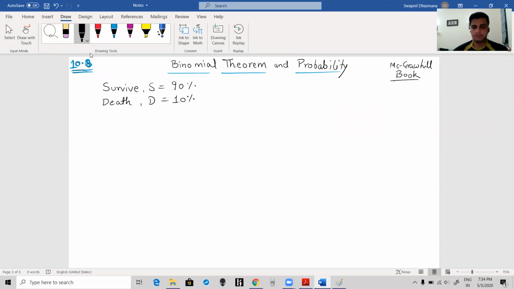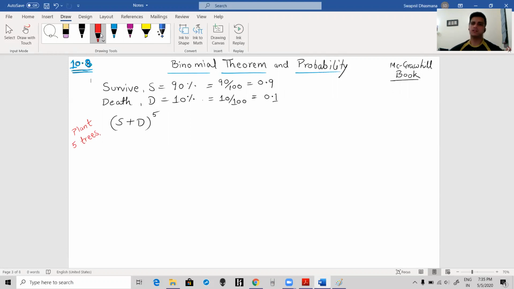Now, once we see this, we can see that there are only two cases. It's binomial theorem. So let's try to expand this. First of all, 90% when you divide it by 100 can be written as 0.9, and 10% when divided by 100 can be written as 0.1. Now, as per the binomial expansion, which we have already done, let's say S plus D, and someone asked to plant 5 trees. So I'll write the condition here. If you plant 5 trees, what are the chances, for example, that 3 trees will survive? So we'll see how to solve this question.